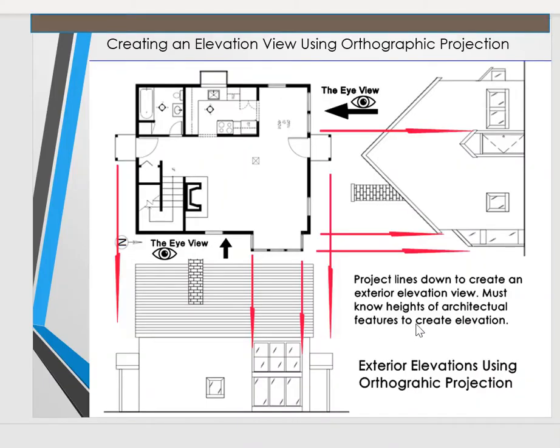That type of information is usually given to you by the architect, or you scale the drawing, but you can't complete the orthographic projection without certain elements and information with that. So let's check this out. And now, as you see here, we are looking at creating an elevation view using orthographic projection. It's also subjective. Where am I looking?